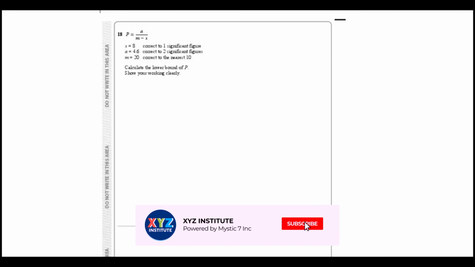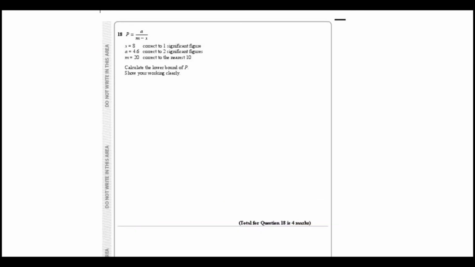Okay, question number 18. P equals A over M minus X. X equals 8 correct to 1 SF. A equals 4.6 correct to 2 SF. M equals 20 correct to the nearest 10. Calculate the lower bound of P. Show your working clearly.